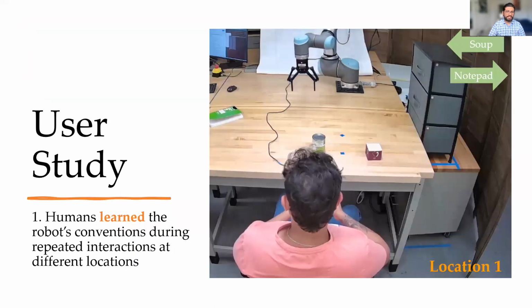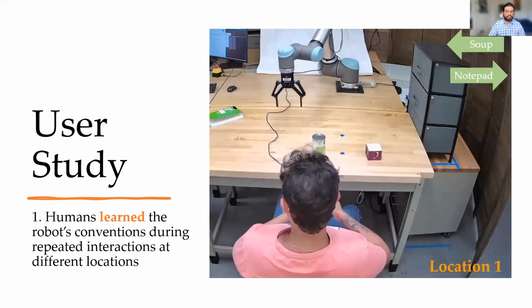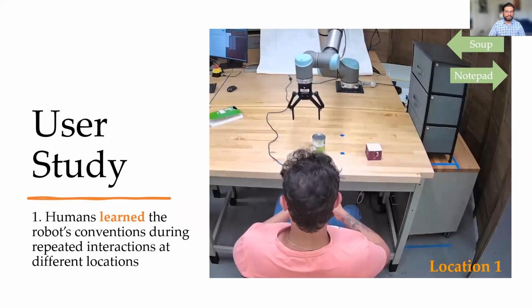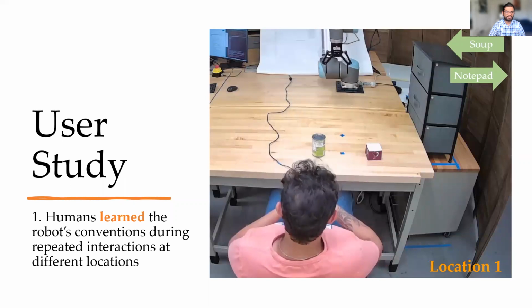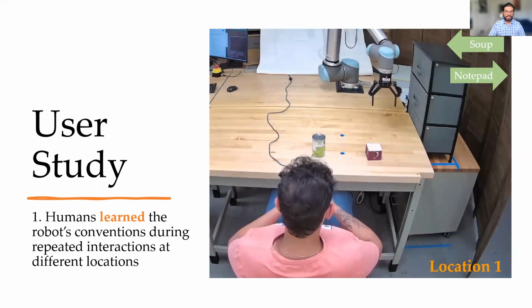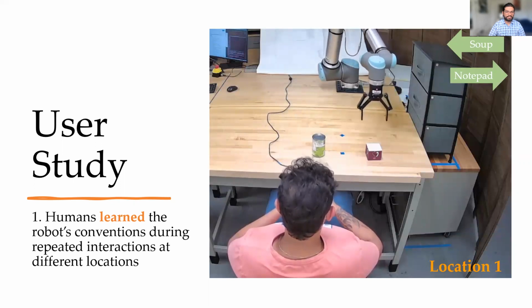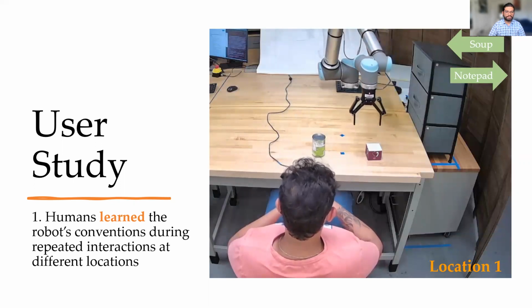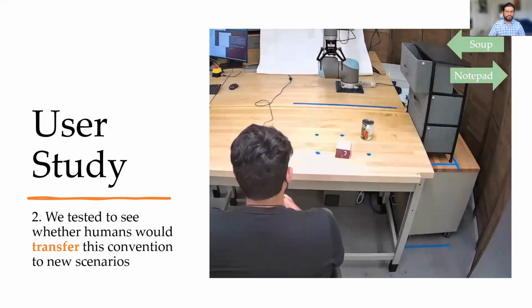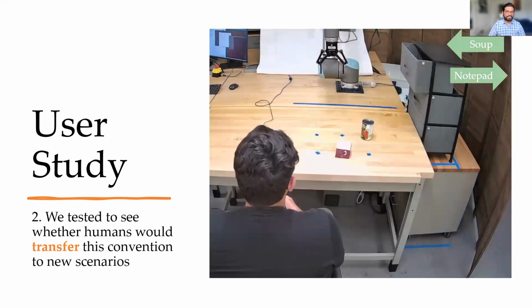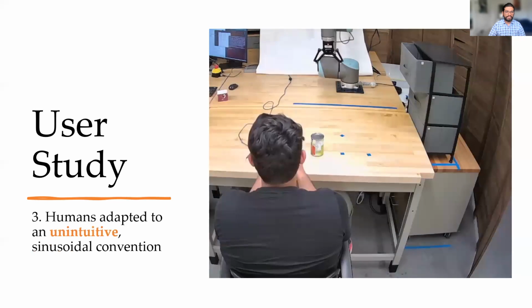We conducted a user study to understand how our method works with real people. First, we had humans learn the robot's convention through repeated interactions. For instance, if the human was reaching for the notepad, the robot would recognize this and start exaggerating in that direction, thereby revealing its convention. Next, we wanted to see if humans can actually transfer these conventions to new scenarios. And finally, we also wanted to test the limits of our system.